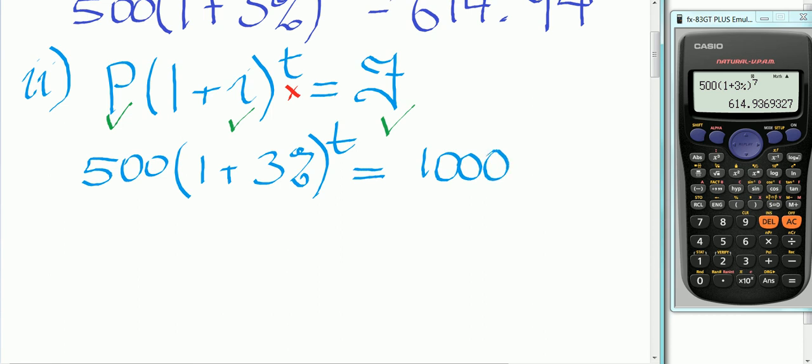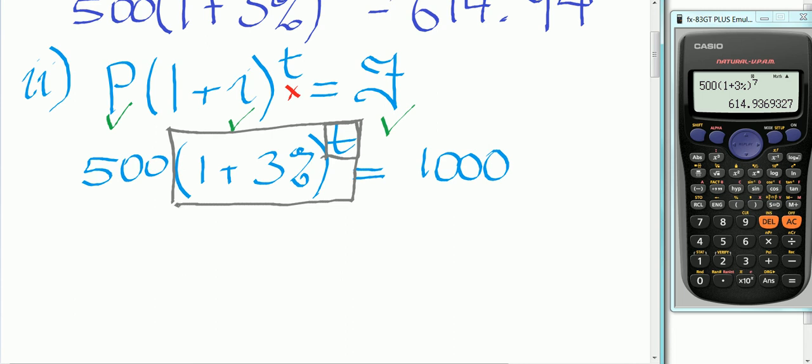Now, when I have the variable I'm looking for, t, the letter I'm looking for, it's stuck up there in the power. I can't just suddenly say t equals, because t is sort of stuck to that 1 plus 3%, and I need to somehow get rid of the 1 plus 3%.